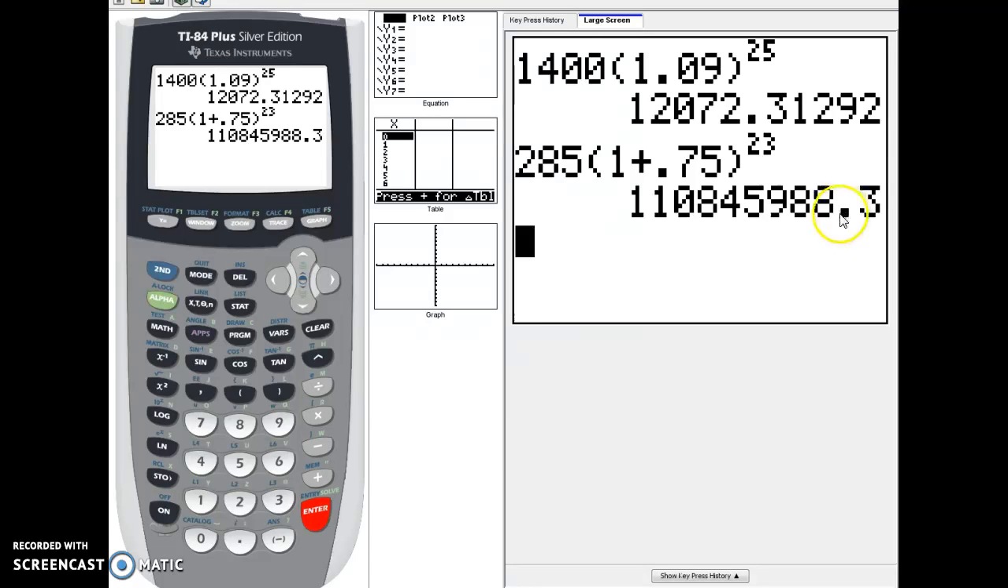And I don't need the 0.3, right? Because we're talking about subscribers. That's people. We don't have 0.3 people. So we're going to say 110,845,988 and write that down. That'll be your answer for problem number 6.